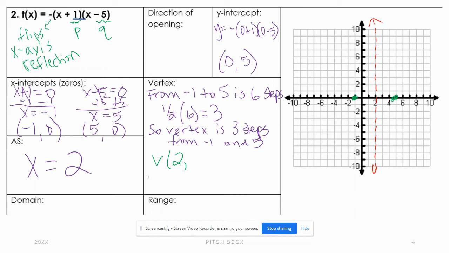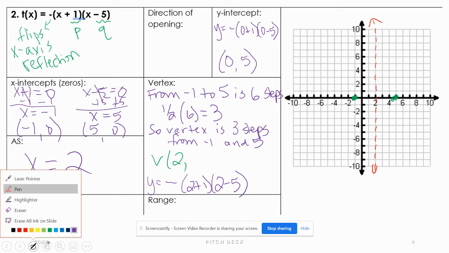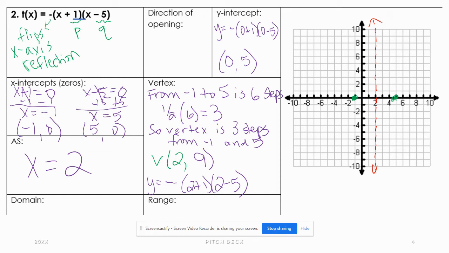And then we find the y value by plugging in 2 for x in our equation. So we have -2 plus 1 times 2 minus 5, and evaluating that, we have -3 times -3, which is positive 9. So our vertex is at 2, positive 9. So I'll plot that here. Now I'll plot that y-intercept, and that allows me then to make my graph as best I can here.